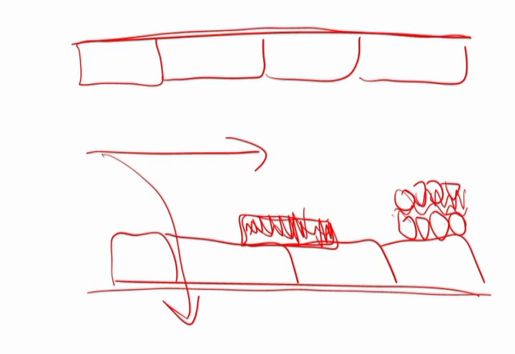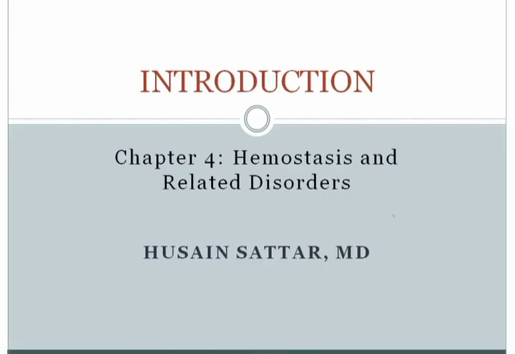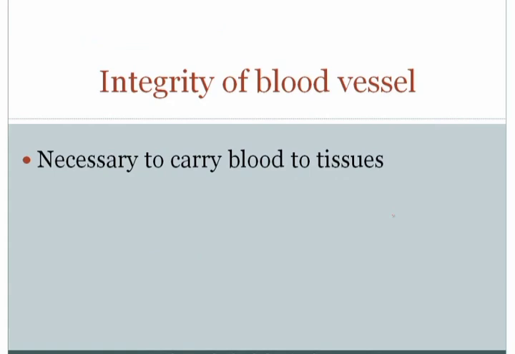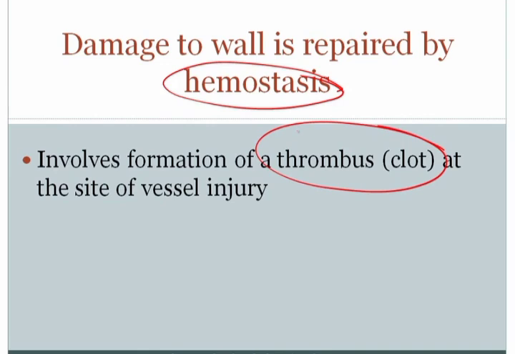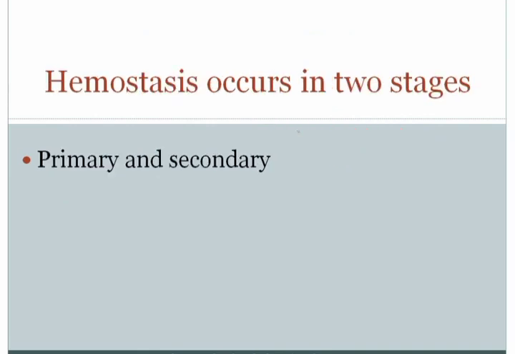Now, let's just read together what we have written in the text. So I tell you that the integrity of the blood vessels is necessary to carry blood to the tissues, that the damage to the wall of the vessel would be repaired by hemostasis, and that hemostasis involves the formation of a thrombus or a clot at the site of injury. Hemostasis, of course, occurs in two stages, primary and secondary.